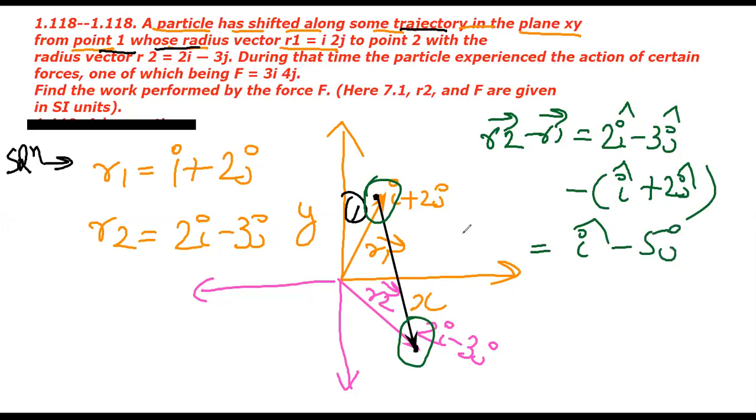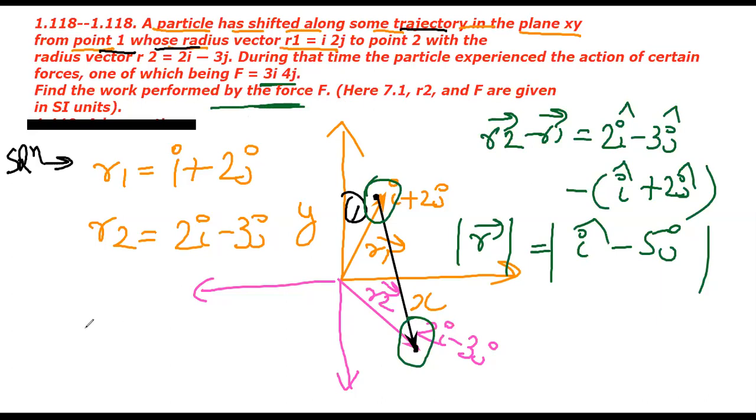So this is the vector difference, you can say. During that time, the particle experiences the action of a force, one of which is 3i plus 4j. So find the work performed by the force.